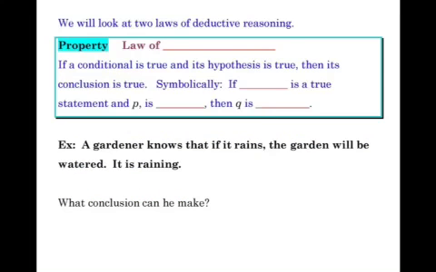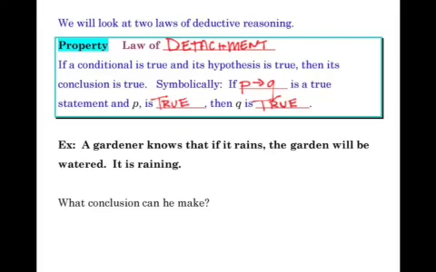We have what sound pretty scary, but we have laws that allow us to talk about this specifically. So we have the law of detachment. If a condition is true and its hypothesis is true, then its conclusion is true. Symbolically, what this means is if P then Q is a true statement and P is true, then Q is true. So if P happens, and if we know that if P happens then Q happens, then it must mean that Q happens.